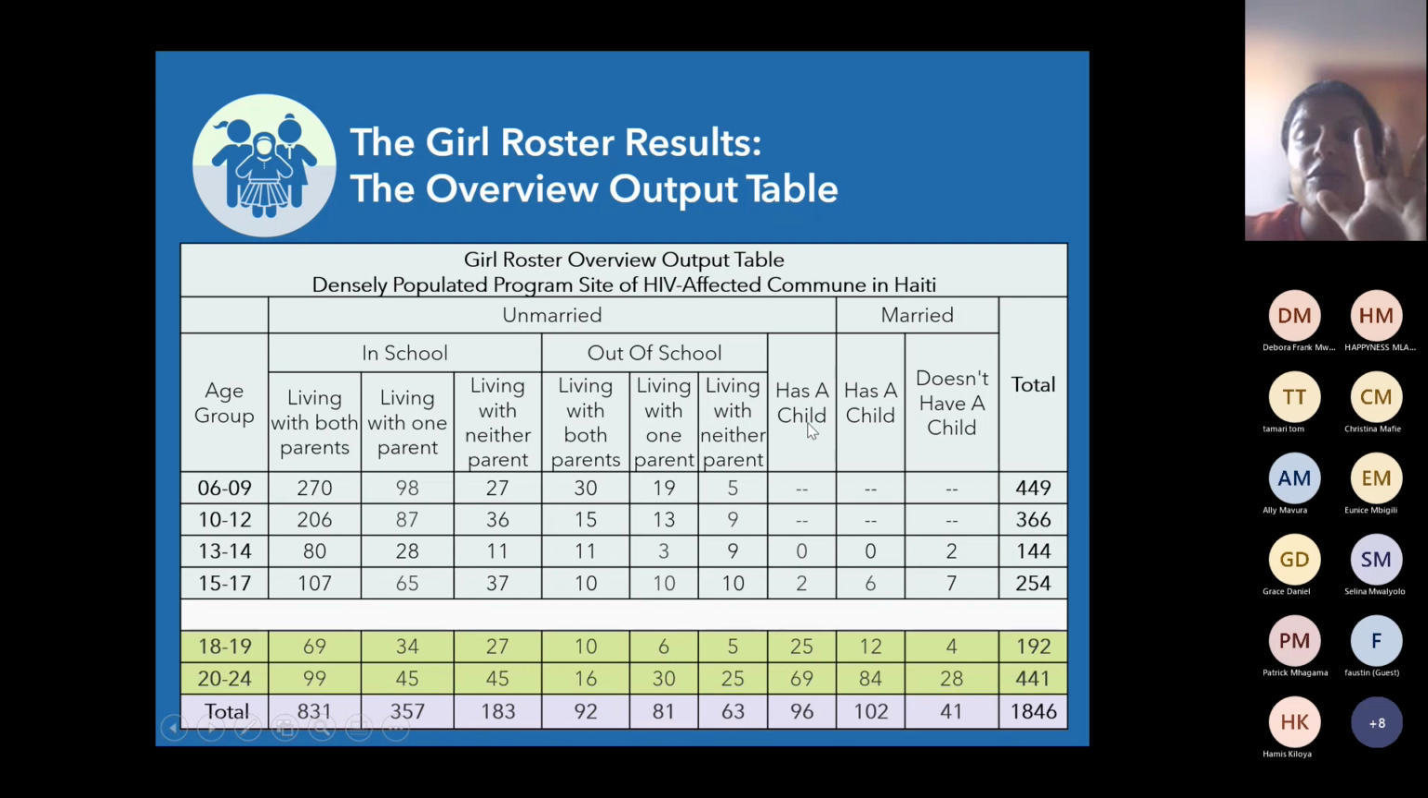But I think we know from experience that most girls who have children, and especially if they're unmarried, are not in school, and they're likely not with parents. So that's why it's sectioned off this way. Now, if they're married, it will tell you if she has a child or doesn't have a child as well. Okay. And there's a grade bar here to keep the 6 to 17-year-olds apart from the 18 to 24-year-olds.